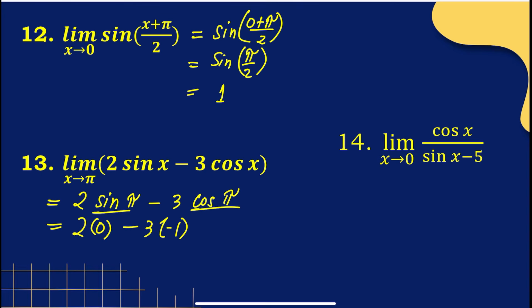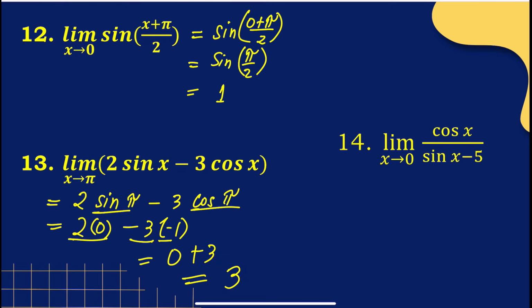Then simplify. 2 times 0 is equivalent to 0. Negative 3 times negative 1 is positive 3. So the answer here is positive 3. The limit of 2 sine x minus 3 cosine x where x approaches pi is equal to 3.